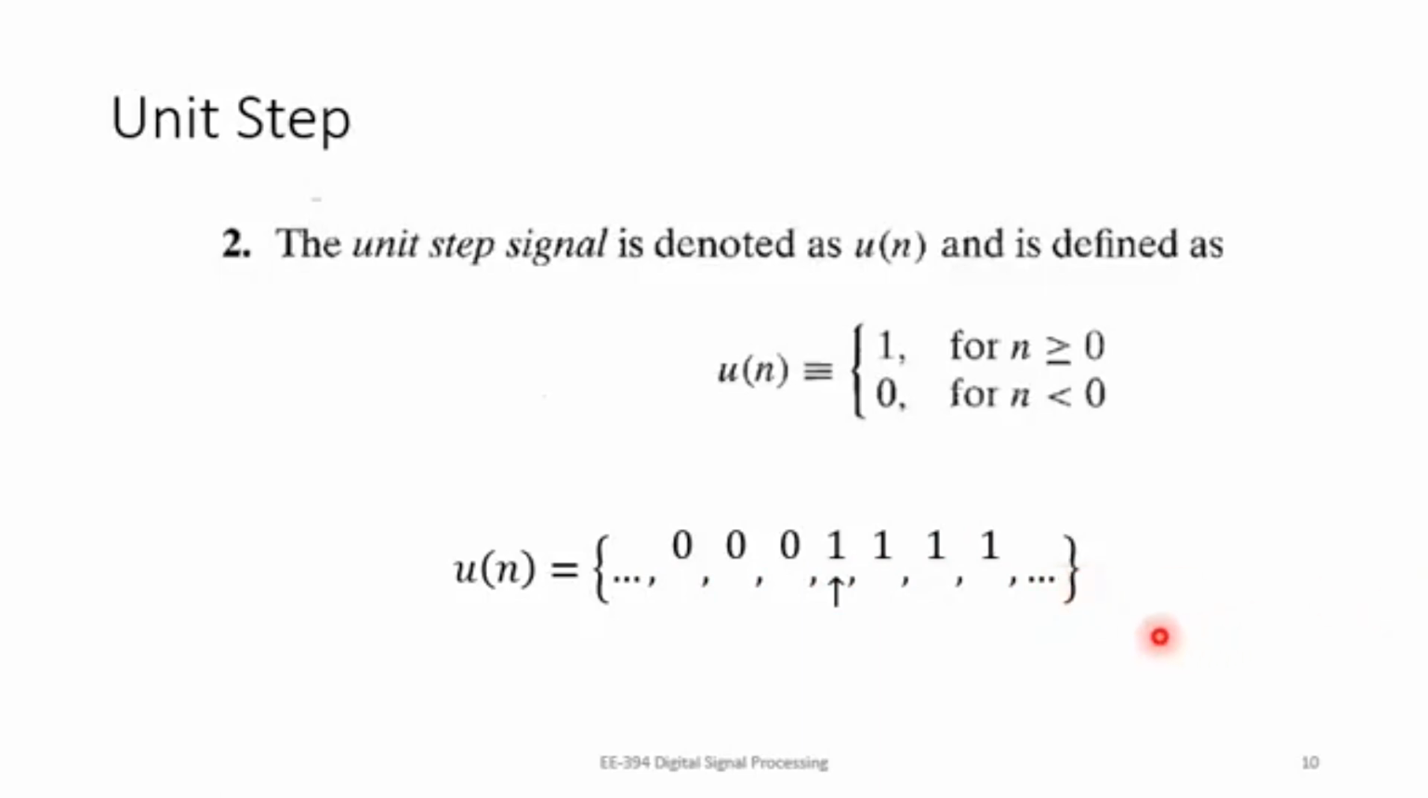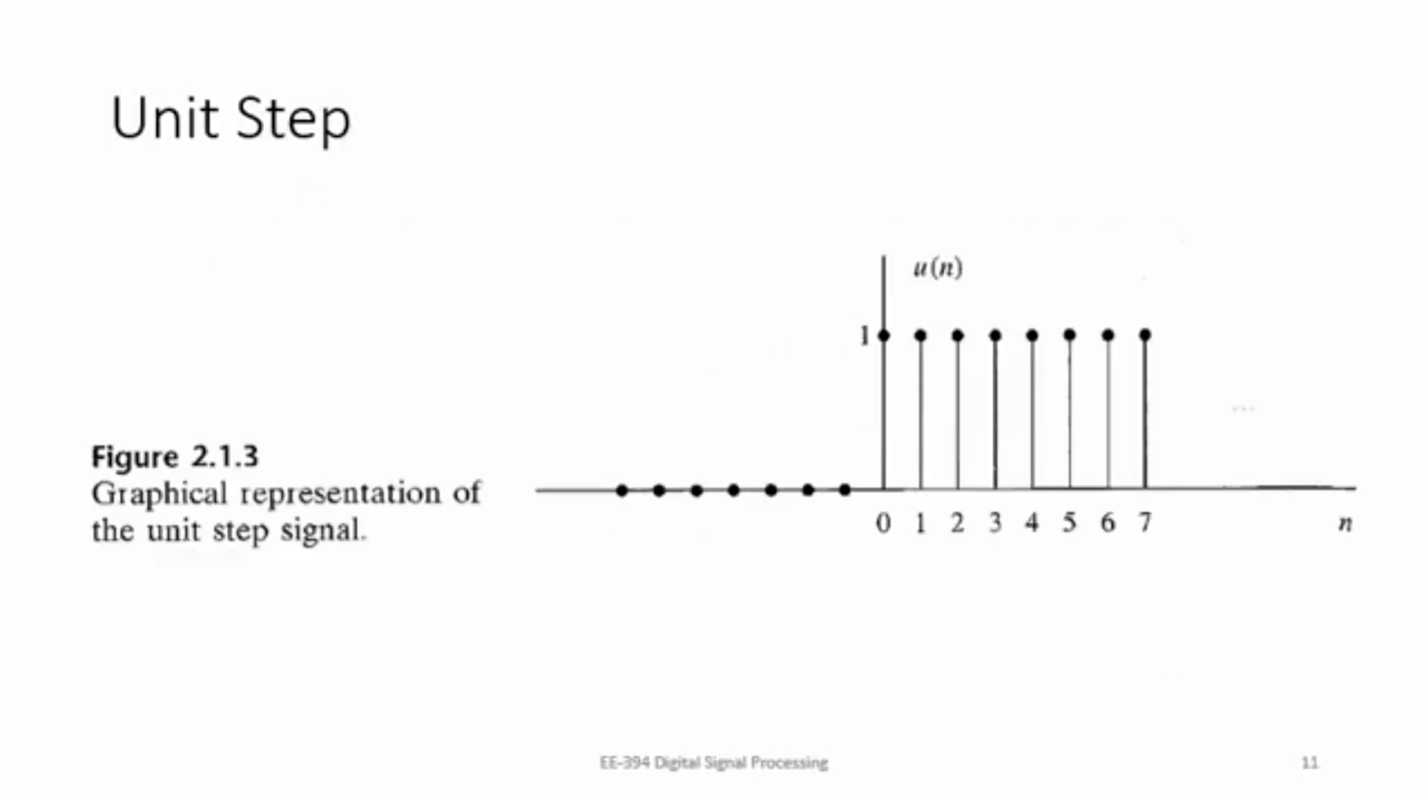And the relationship between the impulse signal and the step signal is that if we take the summation or the integration of the impulse signal, we get the step signal, and when we differentiate the step signal, we get the impulse signal. Graphically, a unit step signal looks like this. It has 0 values for all negative values of n, and for n equal to 0 and positive, we have the amplitude as 1.